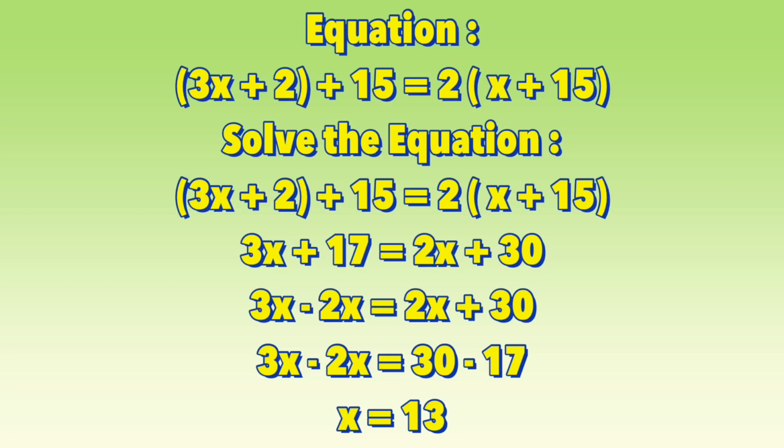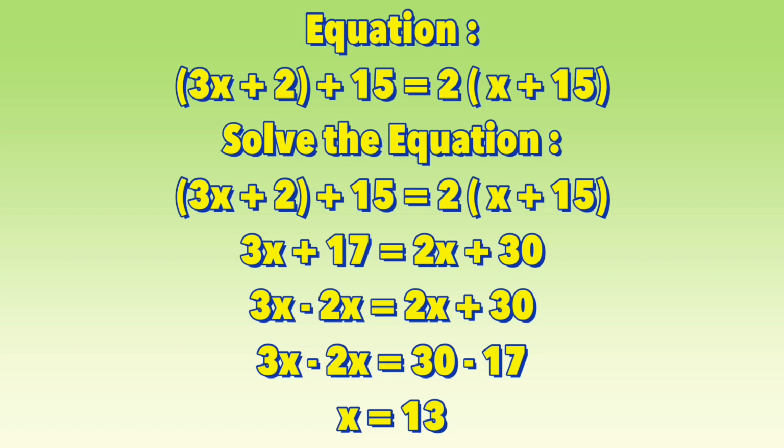After that, we're going to solve the equation. Our equation is 3x plus 2 plus 15 equals 2 times x plus 15. Then we're going to simplify: 2 plus 15 equals 17. Then we apply the distributive property just to remove the parentheses: 2 times x equals 2x and 15 times 2 equals 30.